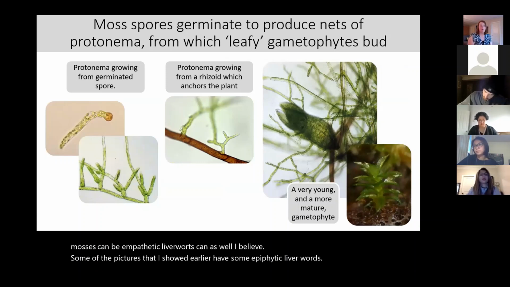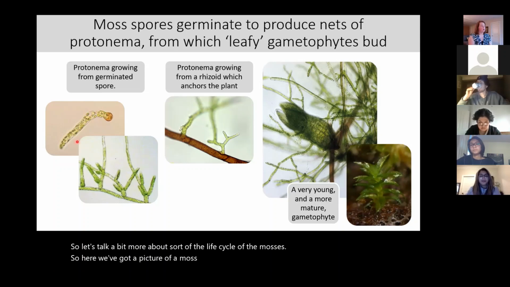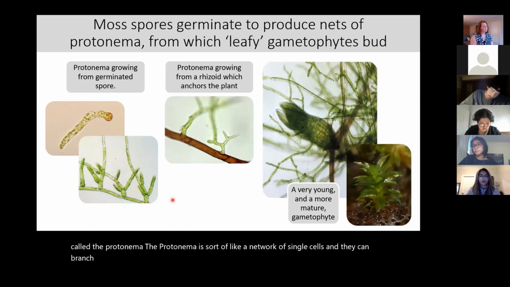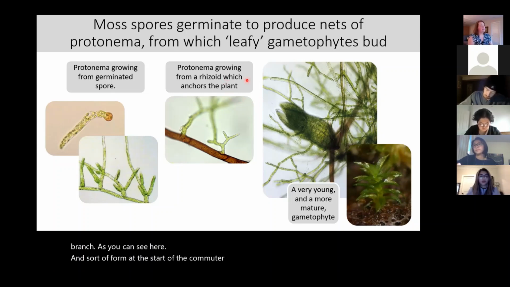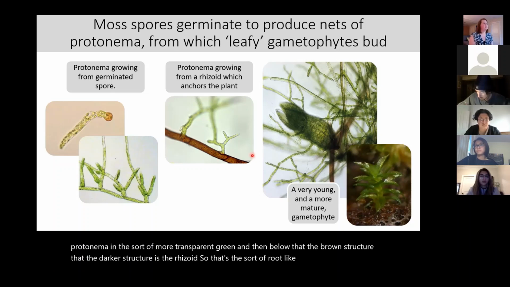So let's talk a bit more about the life cycle of the mosses. Here we've got a picture of a moss spore from which is growing a part of a structure that's called the protonema. The protonema is sort of like a network of single cells, and they can branch, as you can see here, and form the start of the gametophyte. In this picture, we're seeing the protonema in the more transparent green. And then below that, the darker brown structure is the rhizoid.